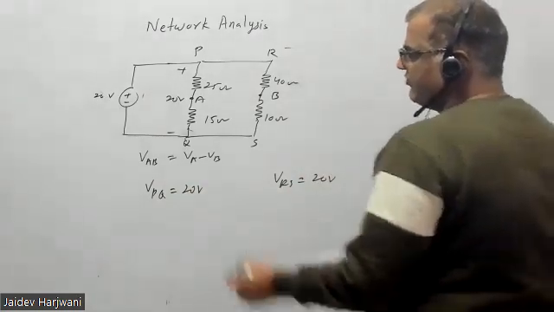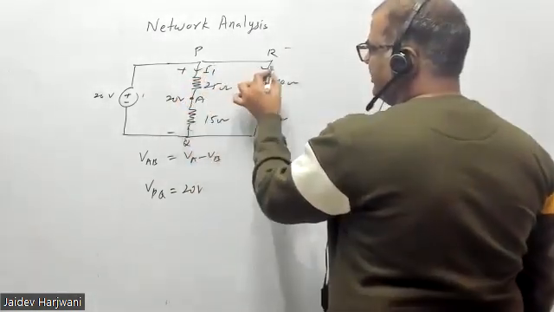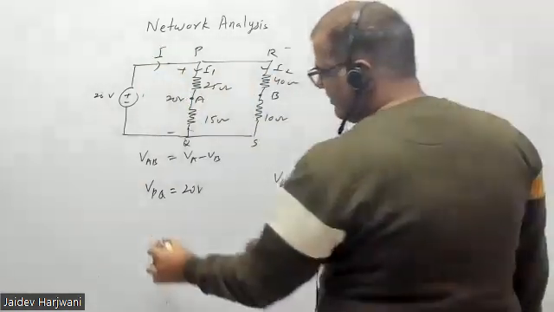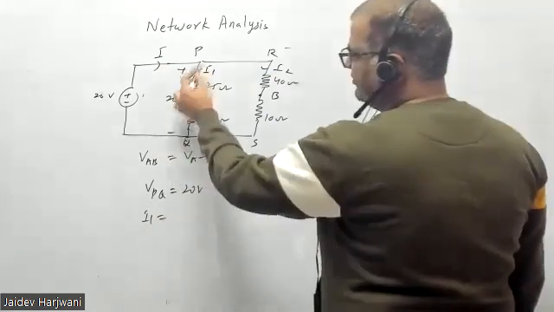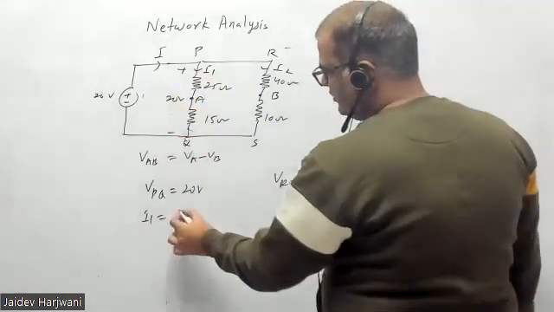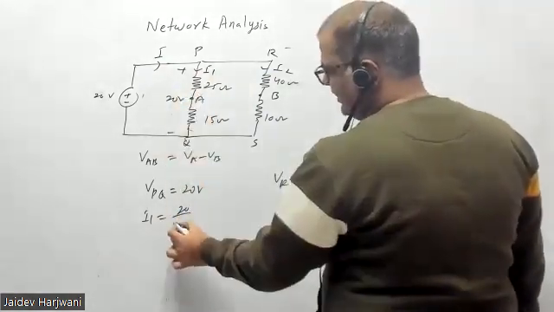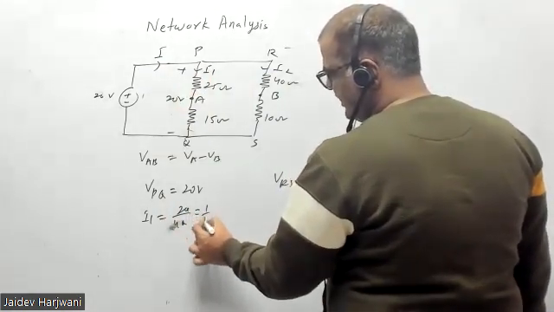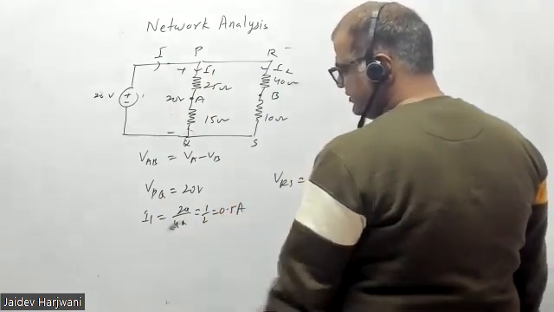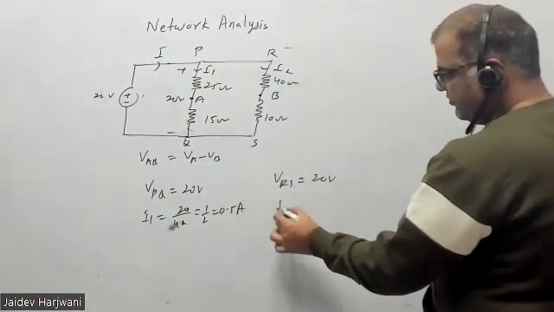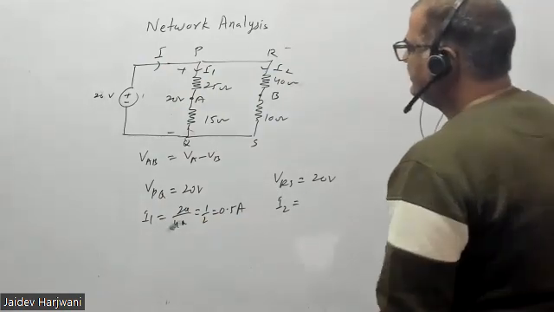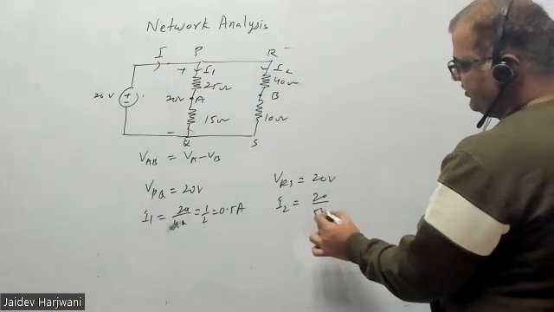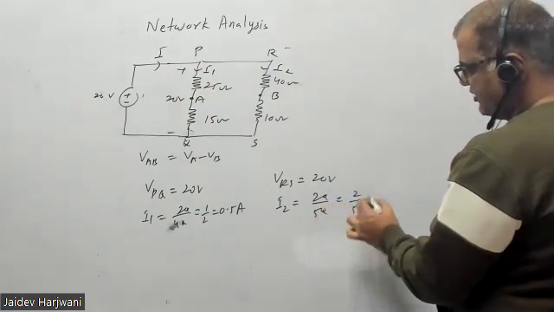So you can find the current here. How much current is flowing here? I1, I2. See, this is I. So your I1 will be how much? I1 is 20 divided by 40, that is 1 by 2, that is 0.5 ampere. Similarly, your I2 will be 20 upon 50, that is 2 upon 5 ampere.